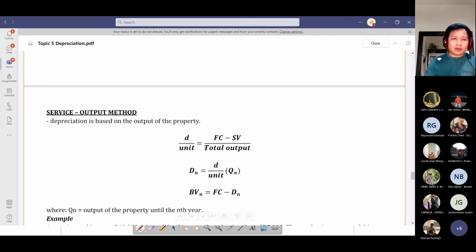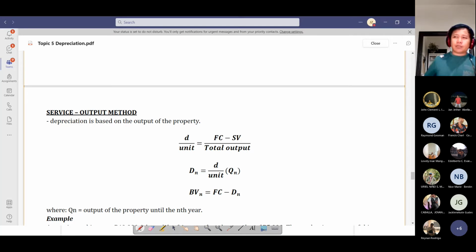So meaning, its depreciation is not dependent on the life, nor on the first cost. It's dependent on the output itself. If the property produces no output, it does not depreciate. If your property does not produce any product, it does not depreciate. It depreciates only every time it produces. That's the meaning of the service output method.